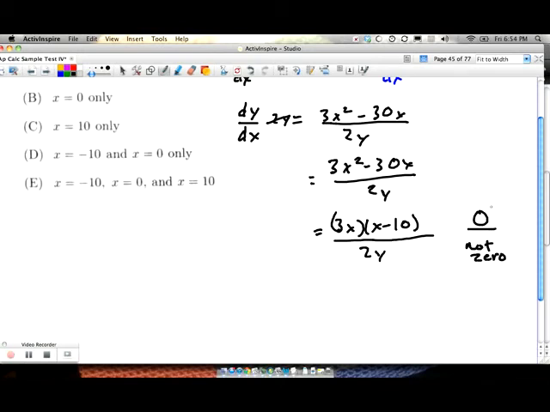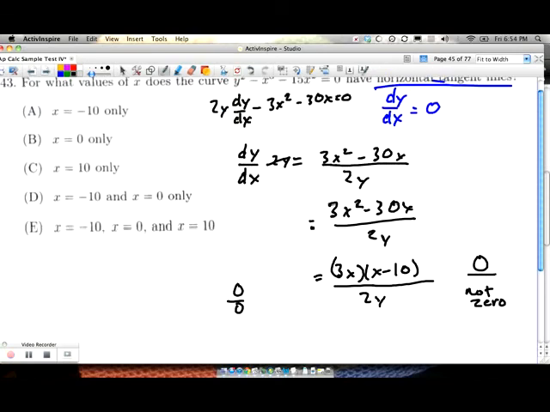That's huge in understanding this. So the top is 0, but the bottom is not 0. Because if we have 0 over 0, that's kind of undetermined. It's an indeterminate form, and we can't know what slope that has because it's more of a hole.